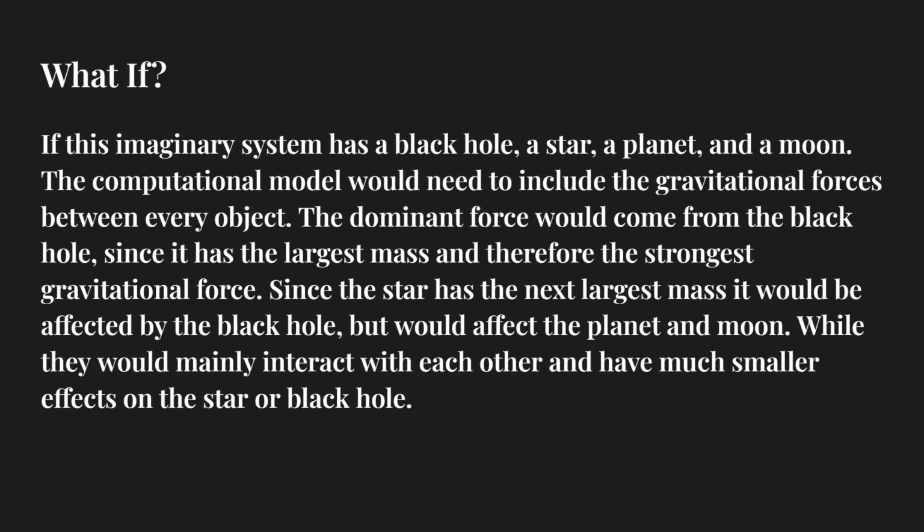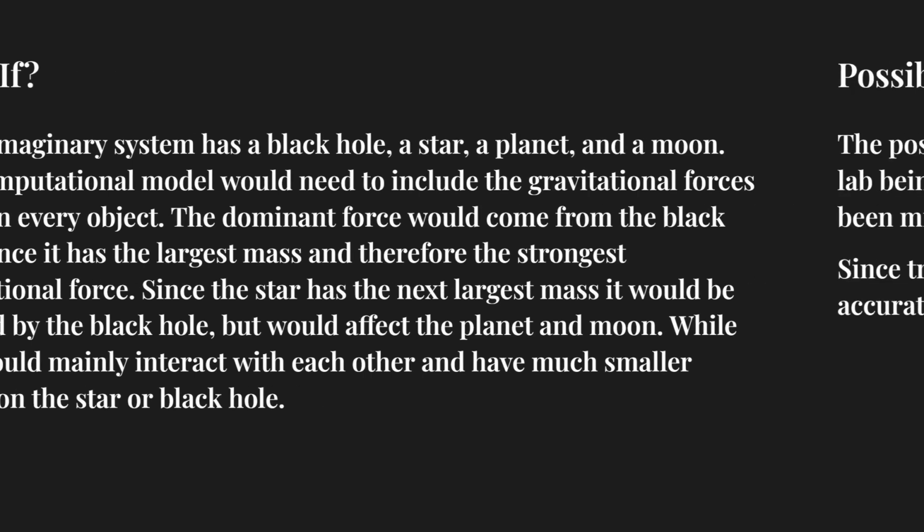What if? If this imaginary system had a black hole, a star, a planet, and a moon, the computational model would need to include the gravitational forces between every object. The dominant force would come from the black hole since it has the largest mass and therefore the strongest gravitational force. Since the star has the next largest mass, it would be affected by the black hole, but also have an effect on the planet and the moon. The planet and the moon would mainly interact with each other and have a much smaller effect on the star or black hole.